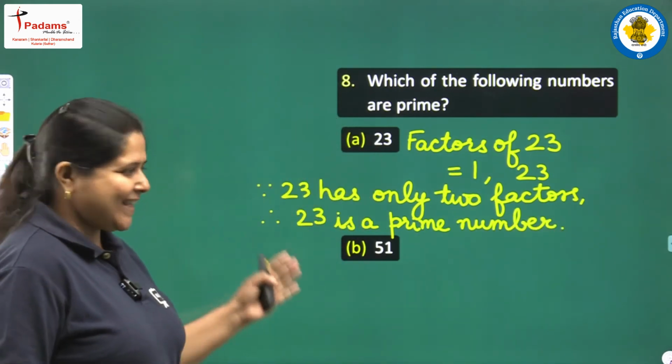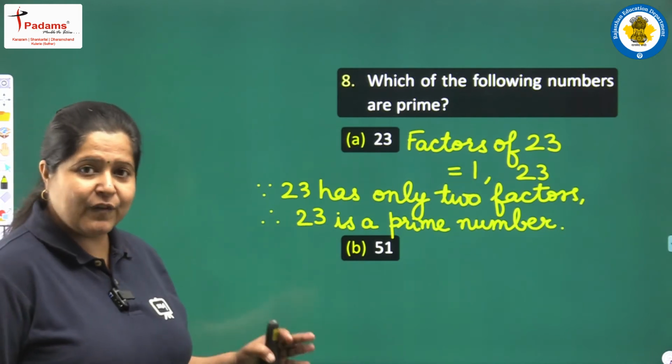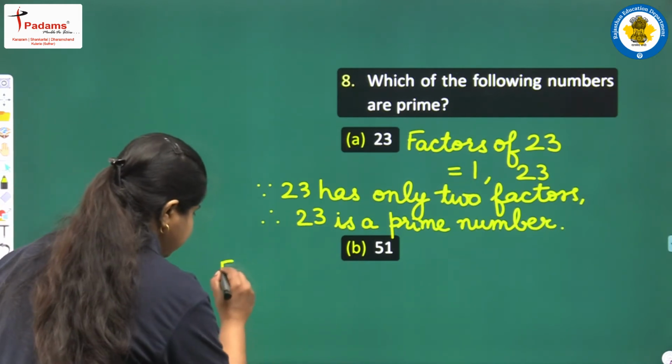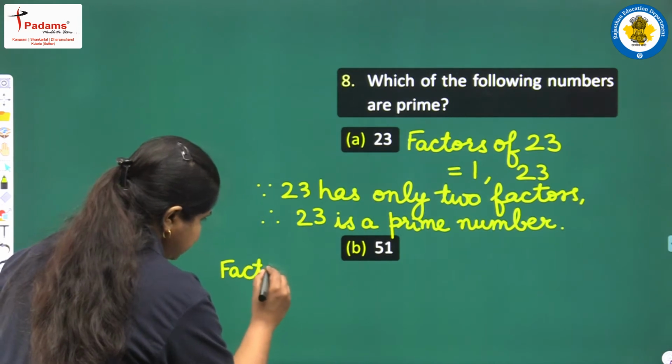Got it? Then we have this number 51. Again we will write down the factors of 51 first.